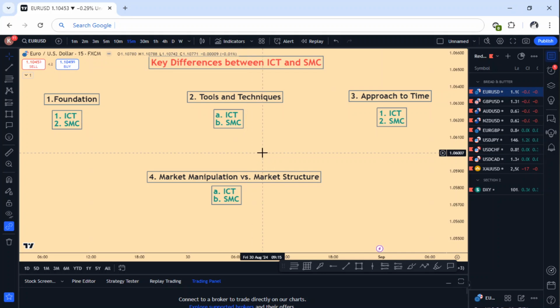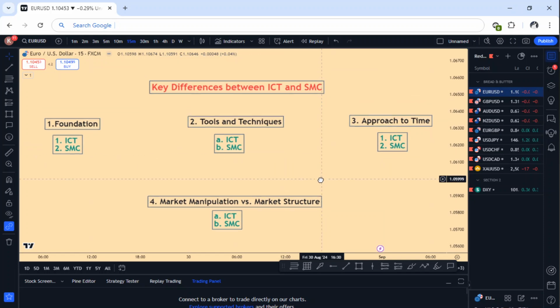Now, what about market manipulation and market structure? So for the ICT people, ICT has a strong focus on understanding market manipulation by large players like BFIs, while SMC traders are more focused on aligning with the overall higher time frame market structure.